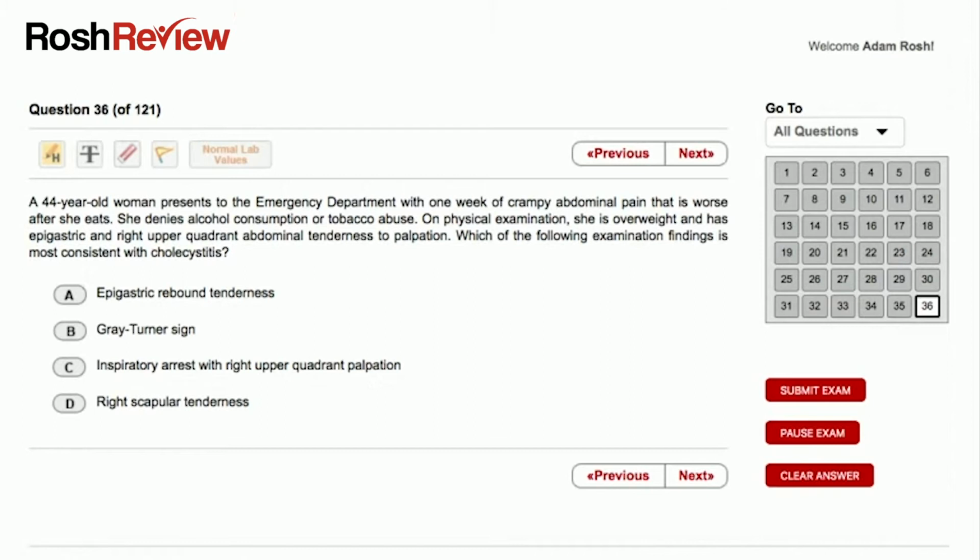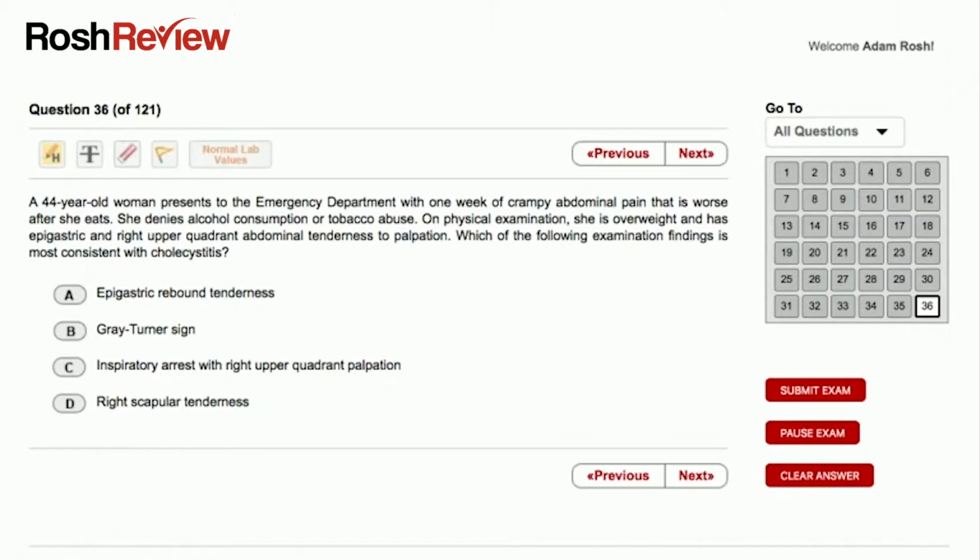Right, so we have a 44-year-old woman who presents to the emergency department with 1 week of crampy abdominal pain that is worse after she eats. She denies alcohol consumption or tobacco use. On physical exam, she is overweight and has epigastric and right upper quadrant abdominal tenderness to palpation. Which of the following examination findings is most consistent with cholecystitis?